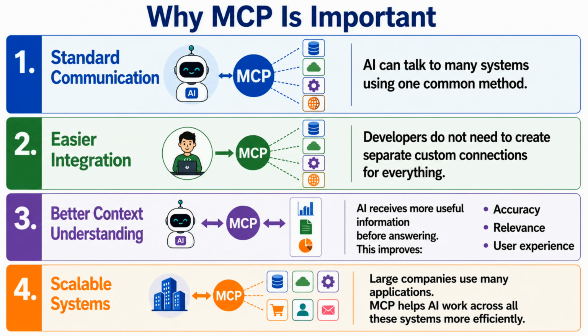Why is MCP important? First point is standard communication. AI can communicate with many systems using one common method. Second point is easier integration. Developers do not need to create separate custom connections for everything. Third point is better context understanding. AI receives more useful information before answering. This improves accuracy, relevance, and user experience. Fourth point is scalable systems. Large companies use many applications. MCP helps AI work across all these systems more efficiently.